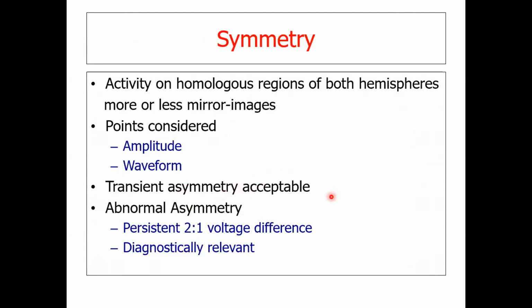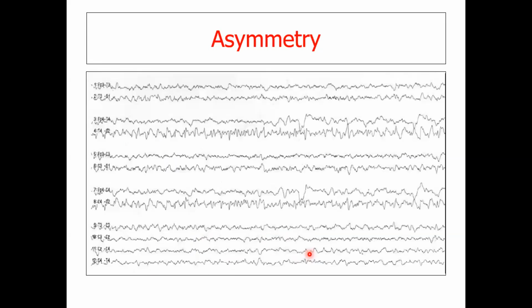A little bit of asymmetry is acceptable. However, if the asymmetry persists throughout in a 2:1 ratio, for example, the amplitude on the left is say 100 microvolts and on the right is 200 microvolts or 150 microvolts throughout the record, then it is diagnostically relevant. You have to find out why it is happening. So this is an asymmetric record which has been flashed here.